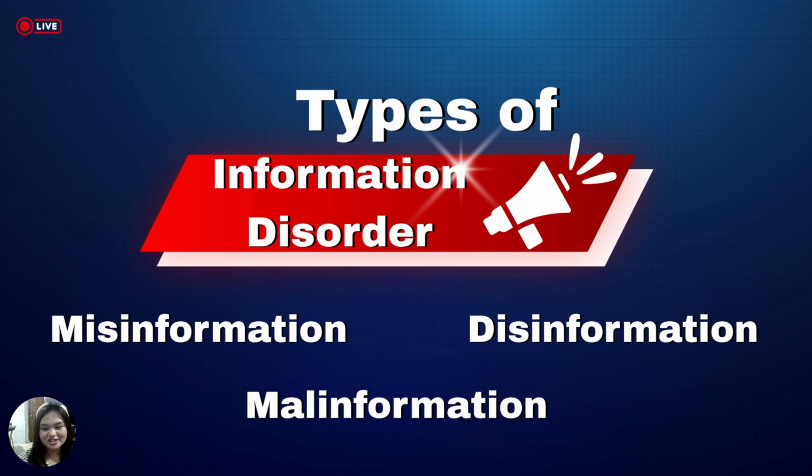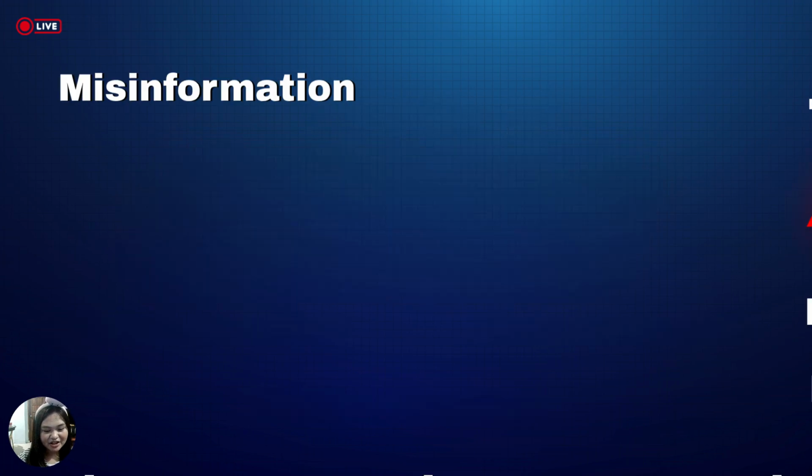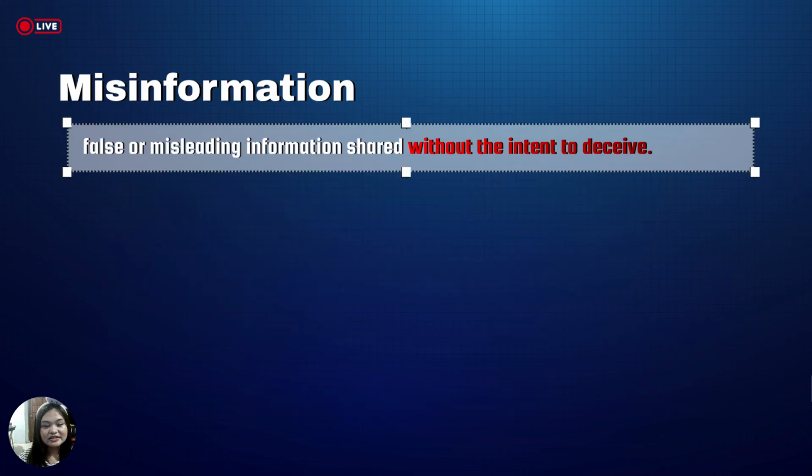So, misinformation is false or misleading information shared without the intent to deceive. In other words, this means that the person sharing the information actually believes it is true. They are not trying to lie or manipulate anyone. They just don't realize that the information is already wrong.